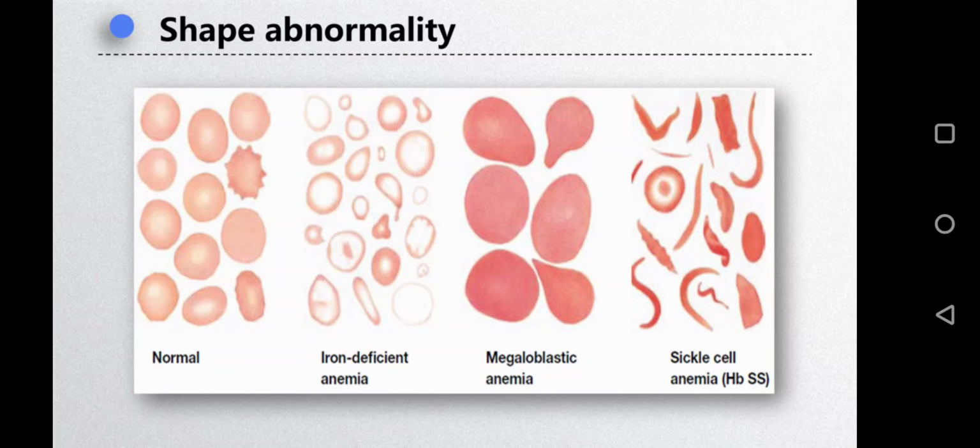Normal red blood cells are biconcave discs. Iron deficiency anemia is characterized by small cells, enlarged central white areas, and varying cell size. Small, big. Megaloblastic anemia, the size is very big. This one. And some other cells are normal shapes, just like this.